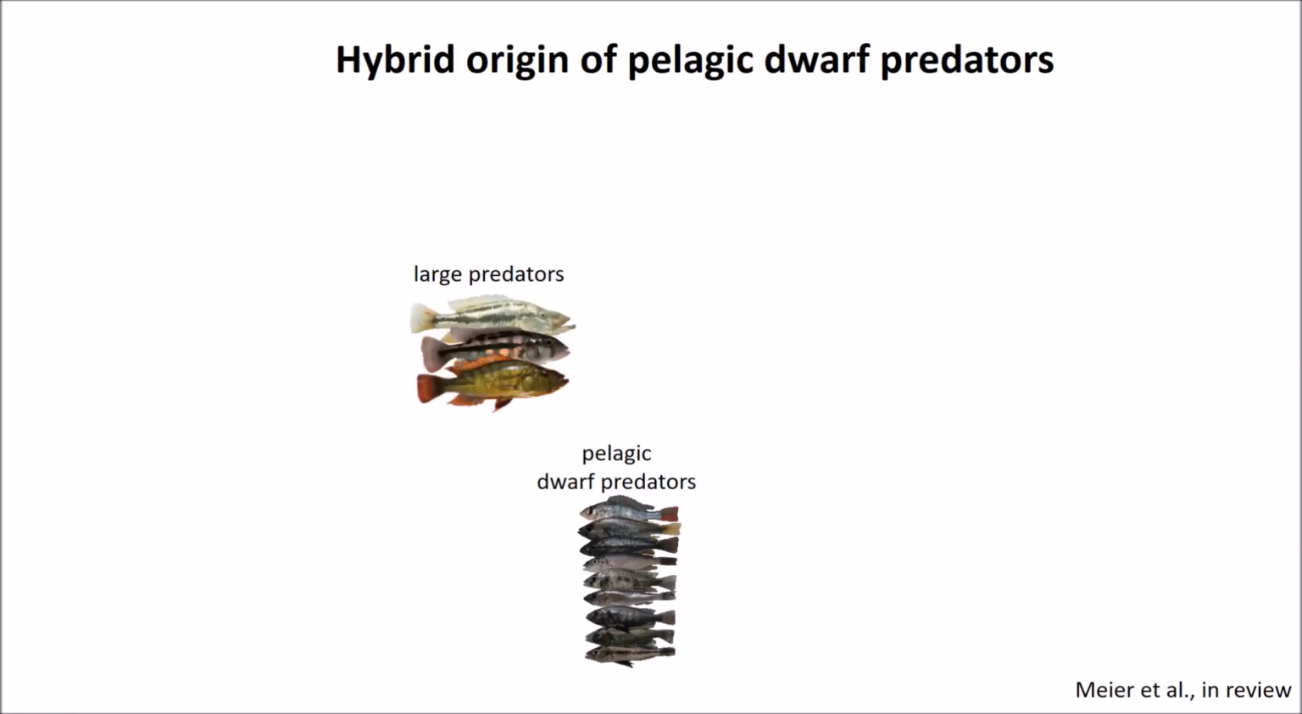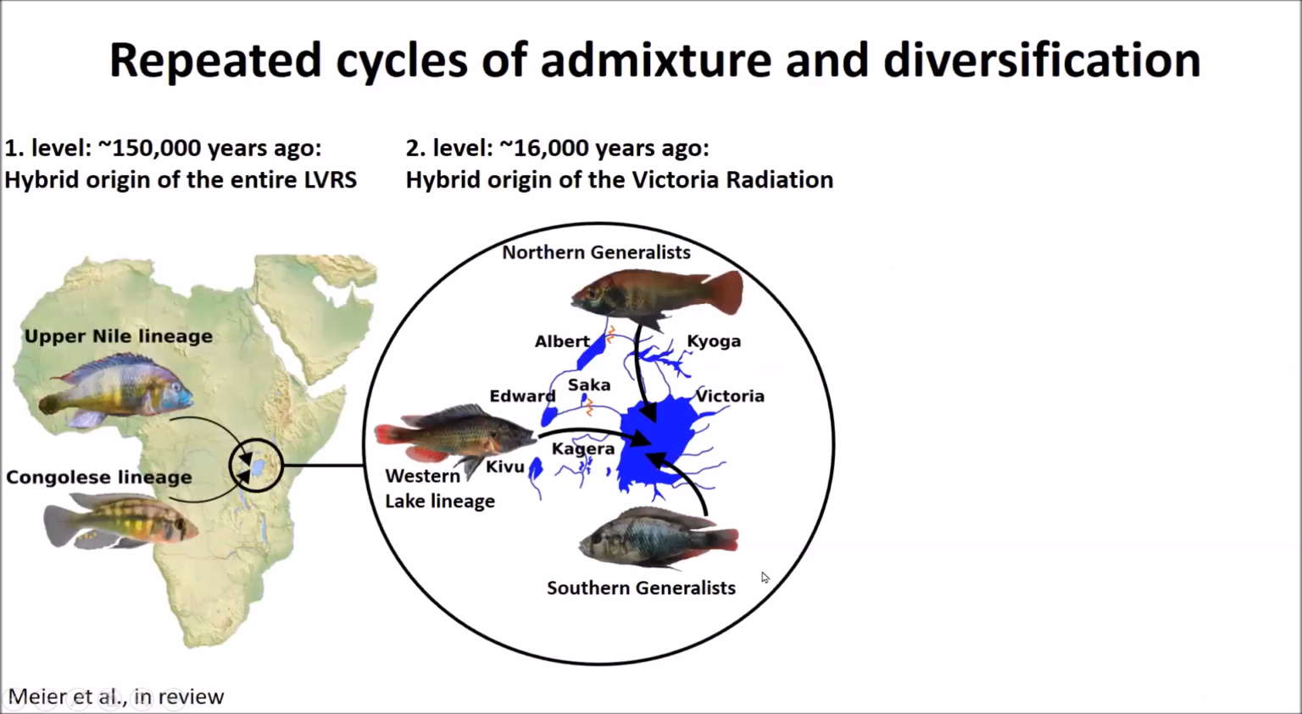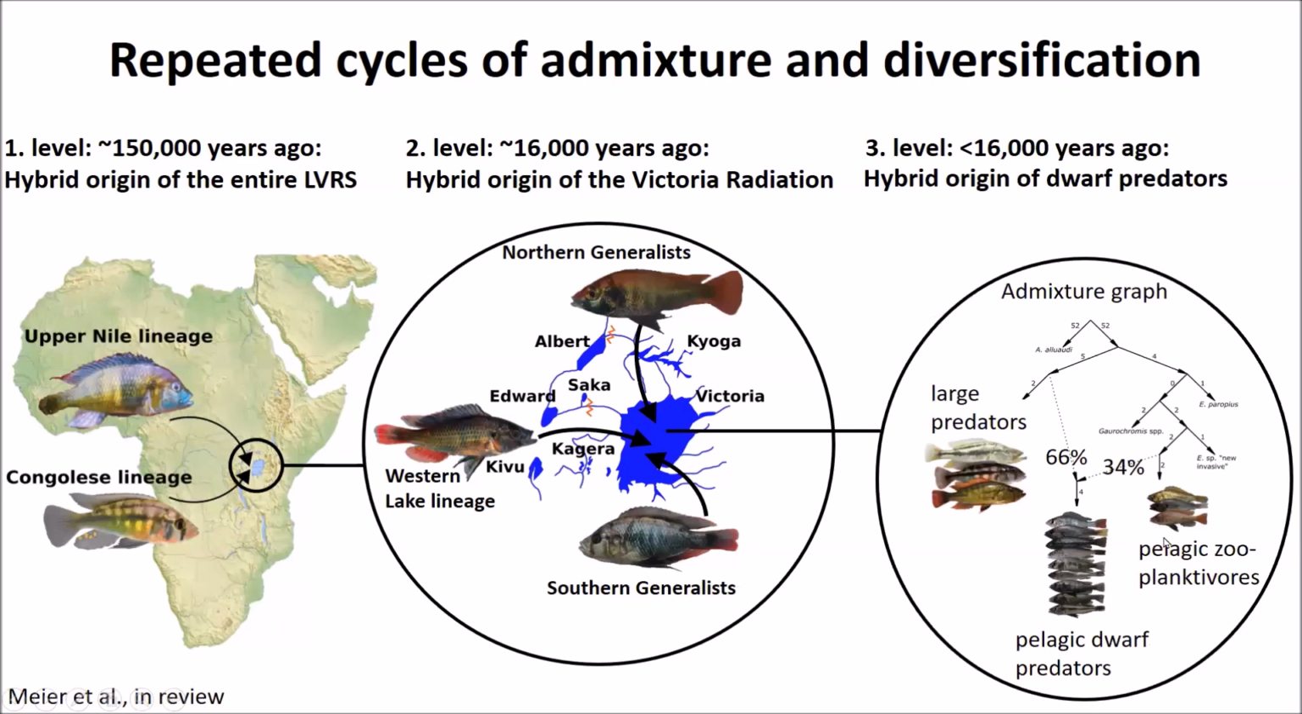They look like shrunken large predators in the shape and habitat of pelagic zooplanktivores. And genomically, that's exactly what they look like too. Genomically, they are 66% large predator ancestry and 34% pelagic zooplanktivore lineage ancestry. While sadly we don't know exactly which alleles are important for these different phenotypes, which would be very interesting to look at, we haven't done this yet. But we see that genome-wide, they are a mix between large predators and pelagic zooplanktivores, which probably explains their trait combinations that make them intermediate between the two. So we have another level of admixture, with lots of cases of admixture giving rise to new ecomorphs like the pelagic dwarf predators within the radiation. So, three levels of admixture.